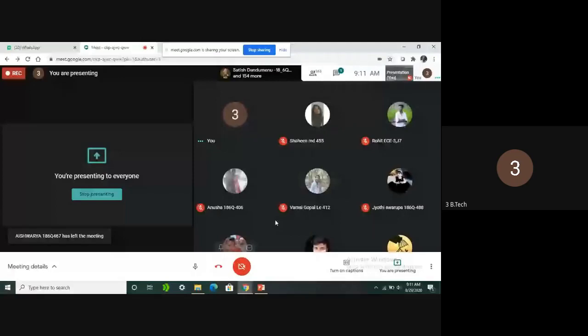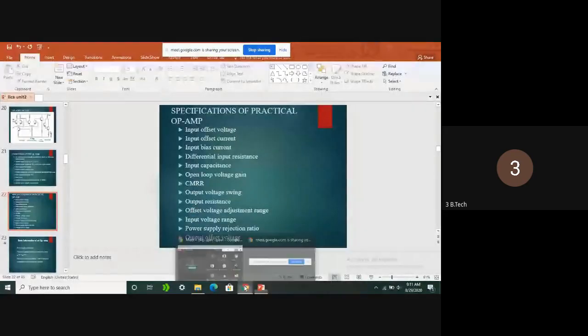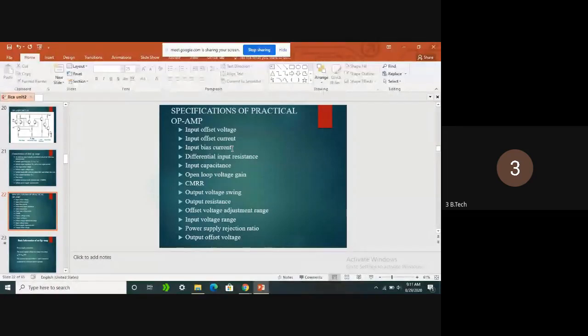Similarly, like the way input offset current, and input bias current. Input bias current is nothing but the average of the input currents we are applying, which flow into the operational amplifier. And differential input resistance.